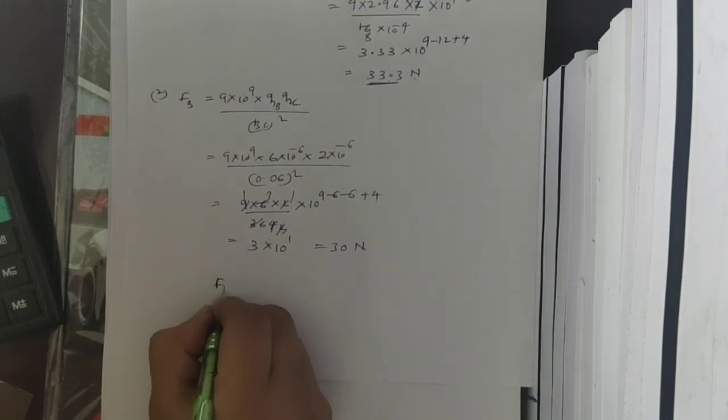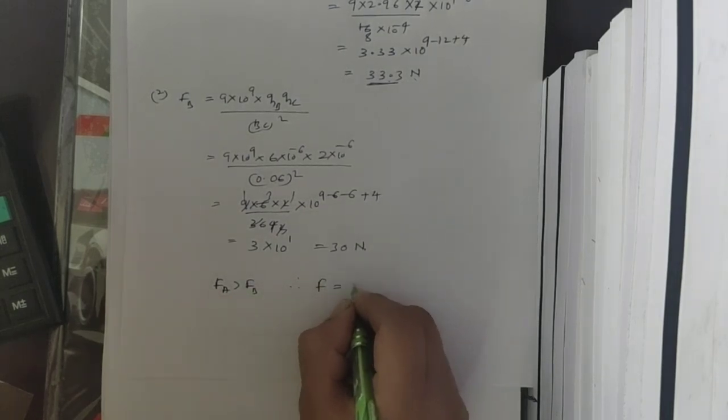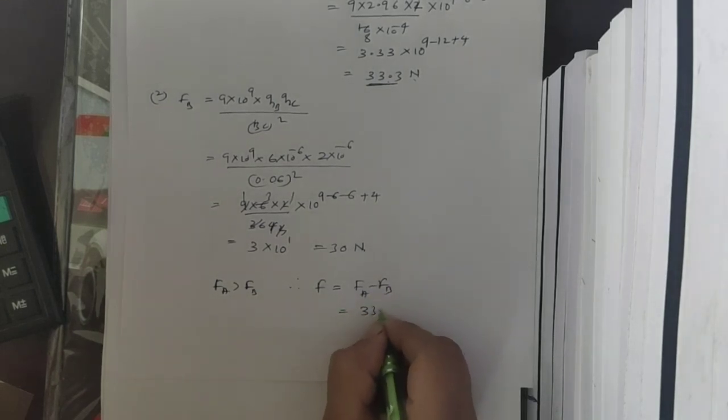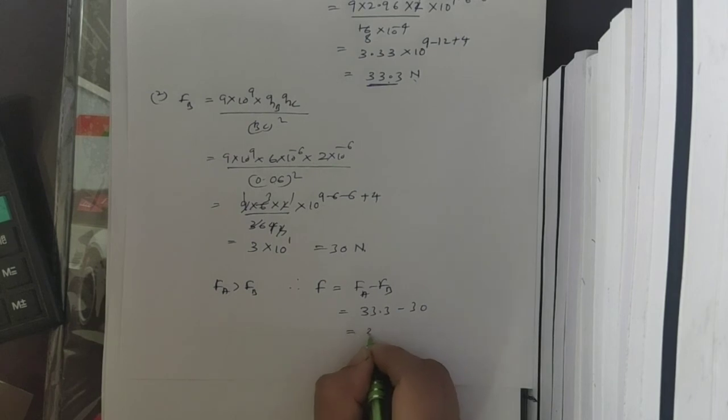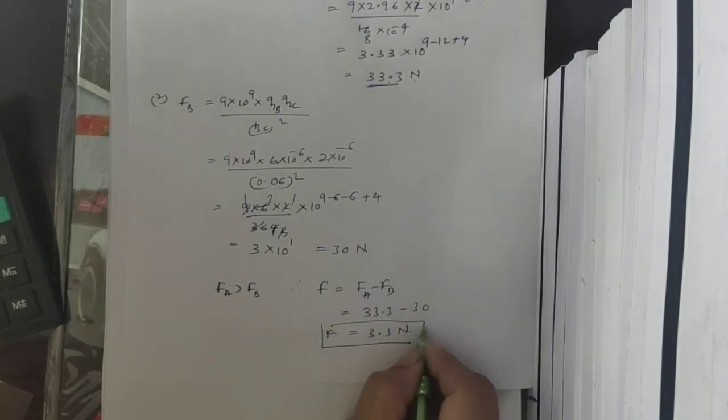So here FA is greater than FB, therefore net force F equal to FA minus FB. FA is 33.3, FB is 30, so 3.33 newton. This is the resultant force.